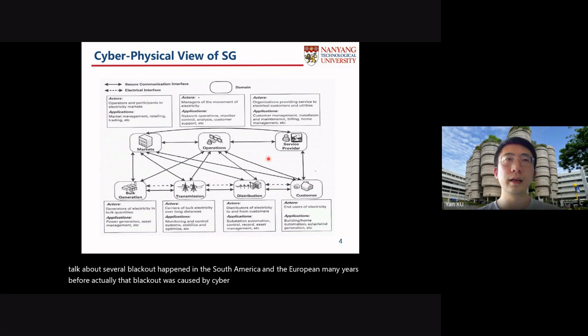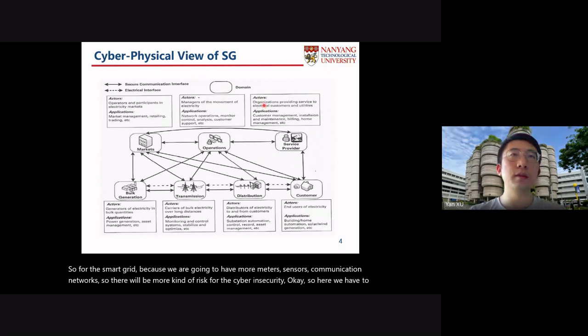Yesterday some students also asked questions about cyber security, right? Cyber risk. For the smart grid, because we are going to have more meters, sensors, and communication networks, there will be more risk of cyber insecurity. So here we have to take a cyber-physical modeling or view of the smart grid.